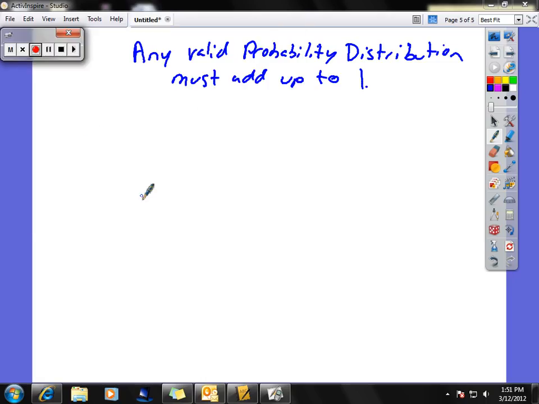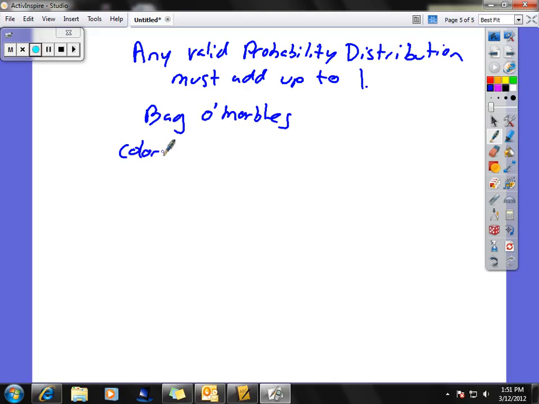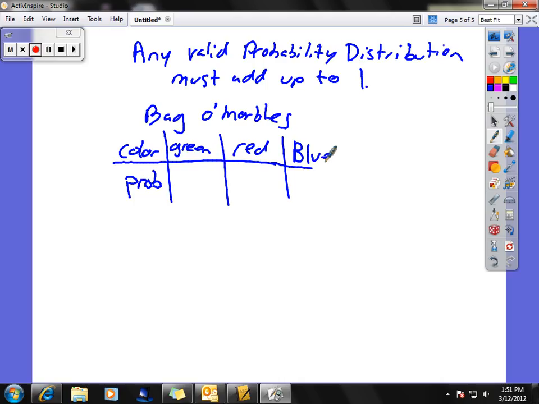Okay, so let's say we have a bag of marbles, and we have some colors and some probabilities here. Make a little chart here: green, red, and blue. Let's say the probability of getting a green is 0.5. The probability of getting a red is 0.3, and blue is 0.2.